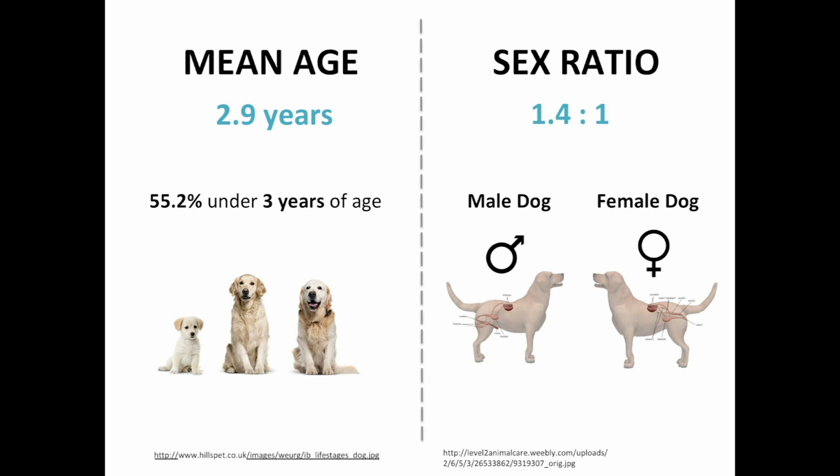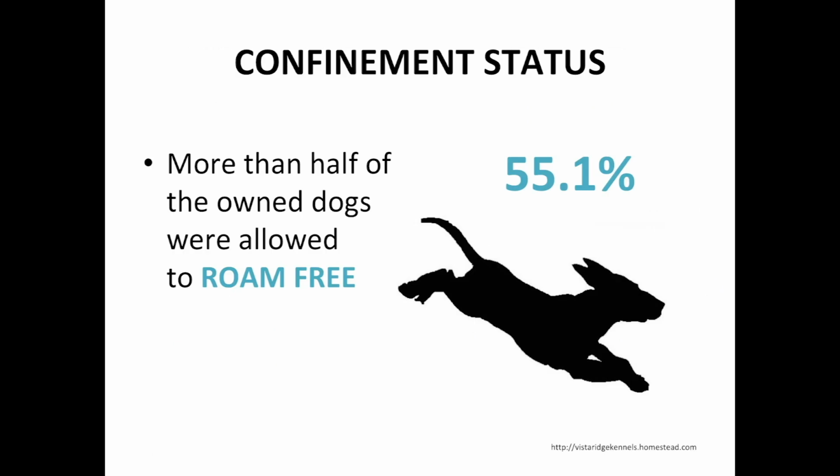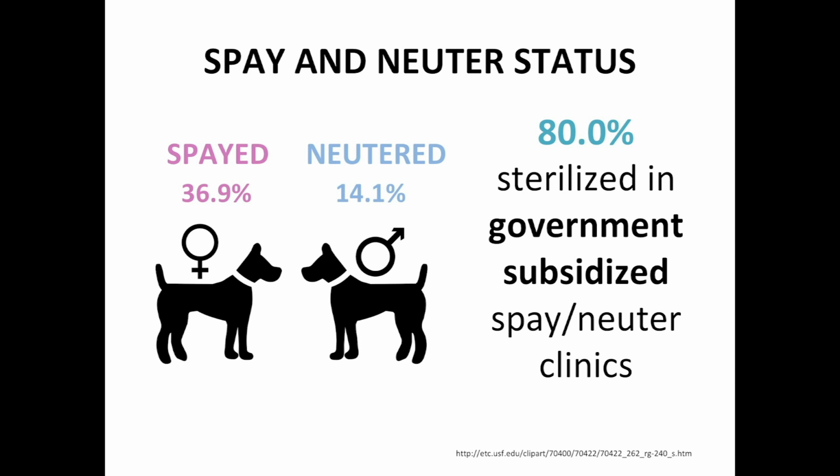These are some of the characteristics of the owned dog population in this community. The mean age of owned dogs was almost 3 years. The sex ratio favored male dogs. More than half of the owned dogs were allowed to roam free. And some of the dogs had been spayed or neutered, most of them during the subsidized spay and neuter clinics.